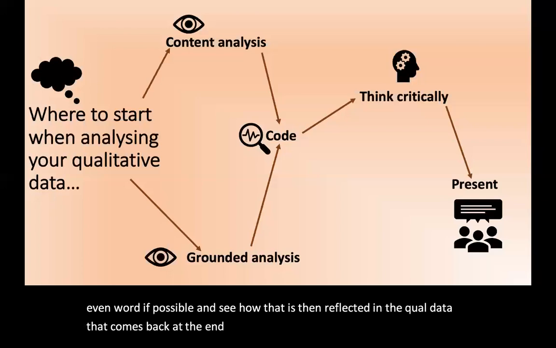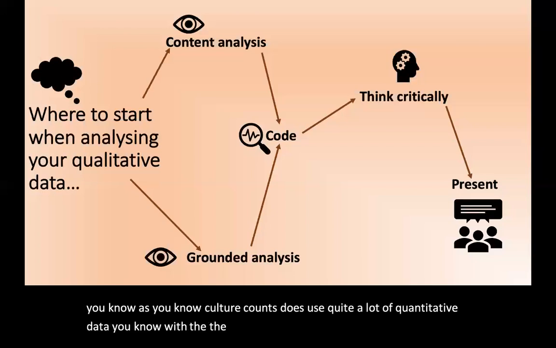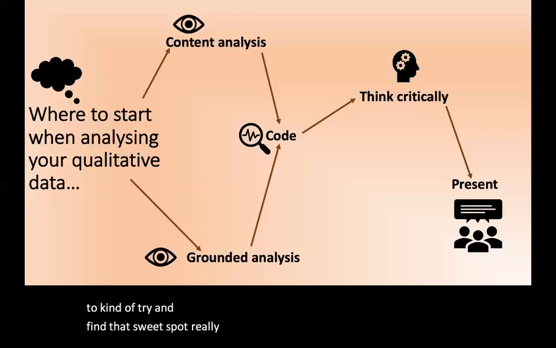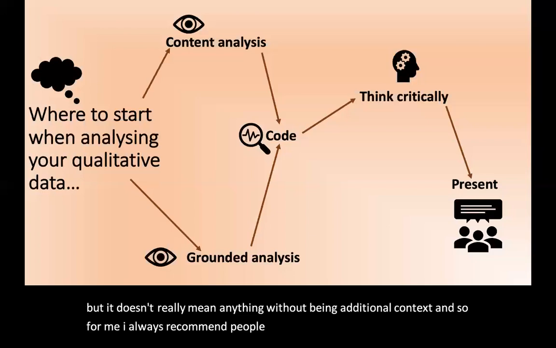As you know, Culture Counts does use quite a lot of quantitative data. With the sliders, the idea of the dimensions is to try and find that sweet spot between qual and quant. But it doesn't really mean anything without the additional context. And so for me, I always recommend people do put in a free text bit to the prior survey as well, so that this sort of analysis can occur.